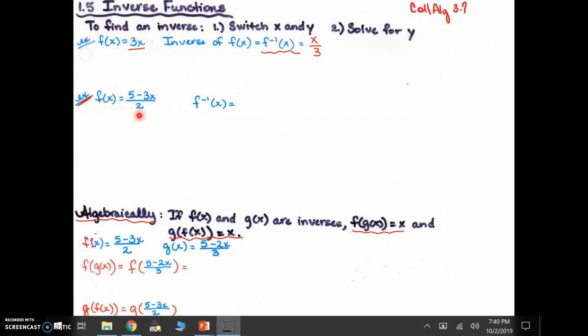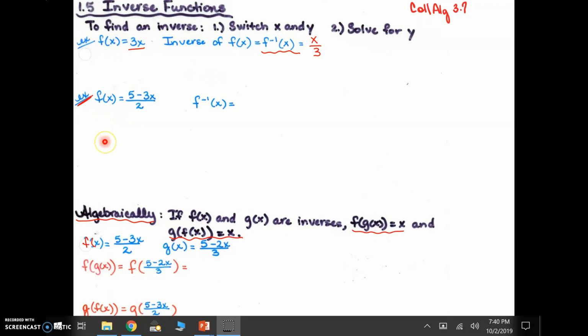And in that case, I can do two steps. Number one, I can switch x and y. And then number two, I can solve for y. All right, so let's try that. First off, I want to switch x and y, but I look at the equation and I don't even see a y. Well, is there anything in here that's the same thing as y? Yeah, f of x is the same thing as y, right?